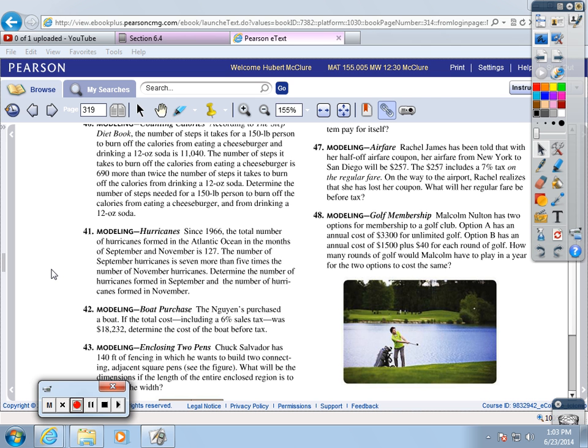Number 48. Malcolm Knowlton has two options for membership. Option A has an annual cost of $3,300 for unlimited golf. Option B has an annual cost of $1,500 plus $40 for each round of golf. How many rounds of golf would it take to equal option A is what it's asking. So set that up.